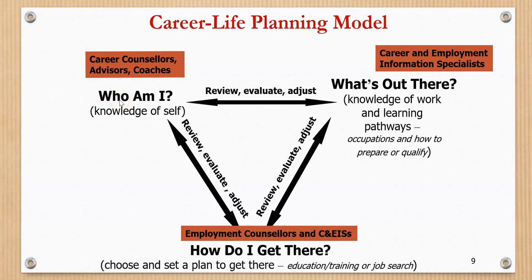In the second part of the model, if the client is now in the what's out there stage, where they need to know about work, different types of work, and learning pathways and so on, you need to know about occupations that are out there and sources of information to provide that type of information to clients, and how to prepare or qualify for certain fields and so on.